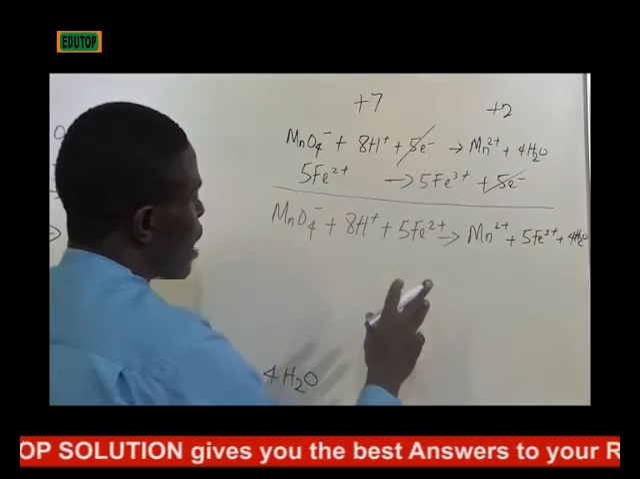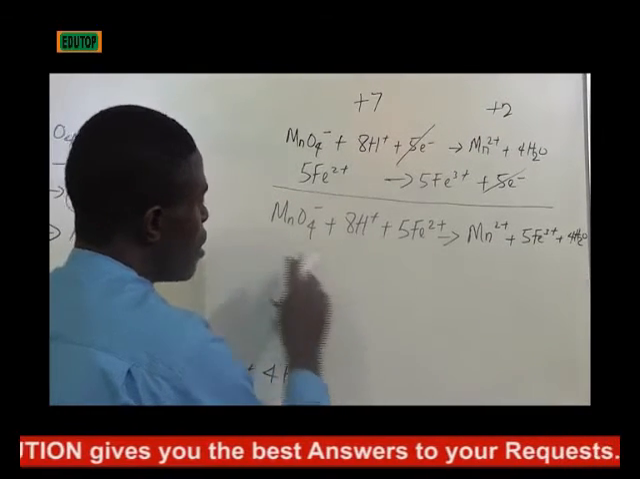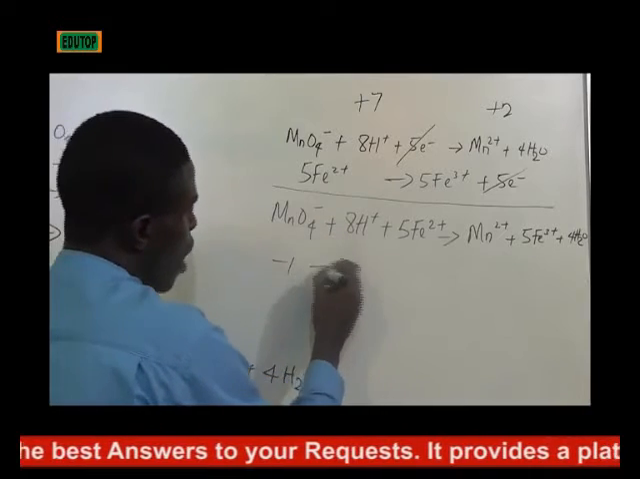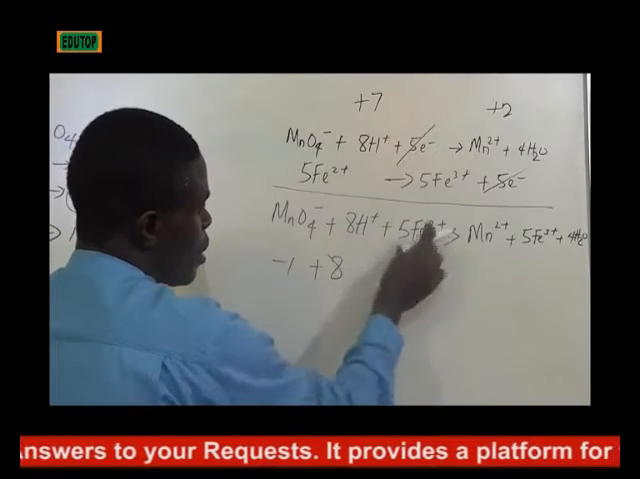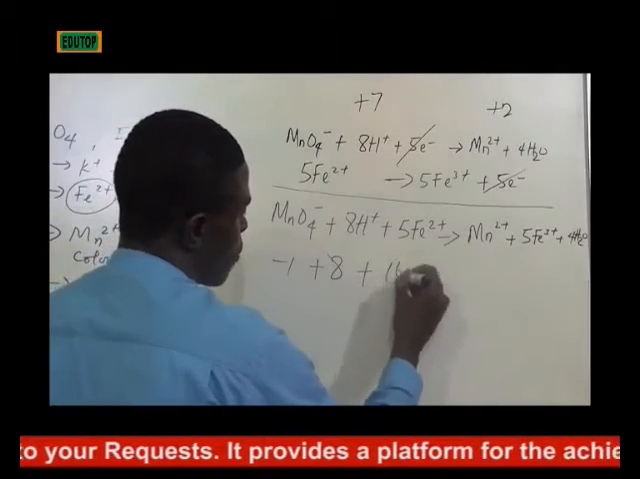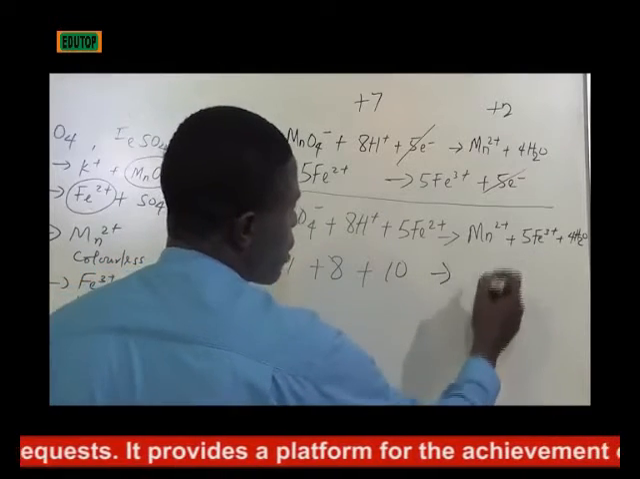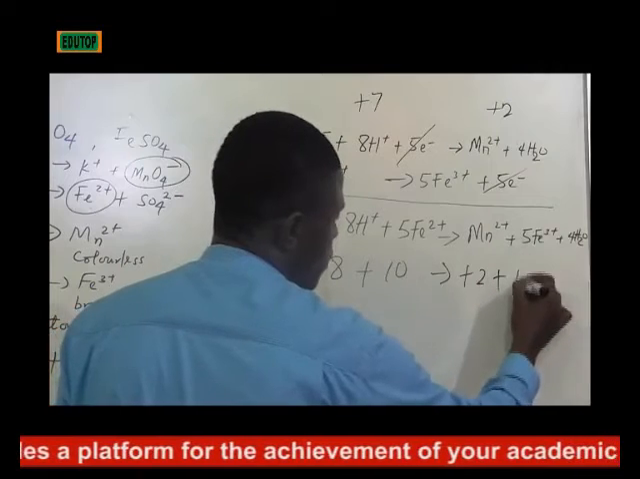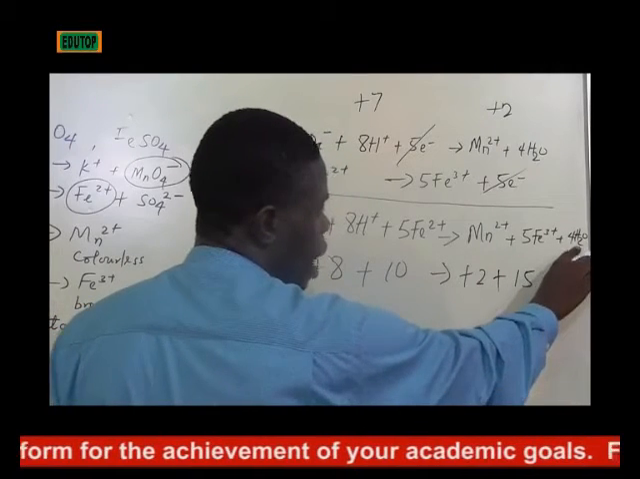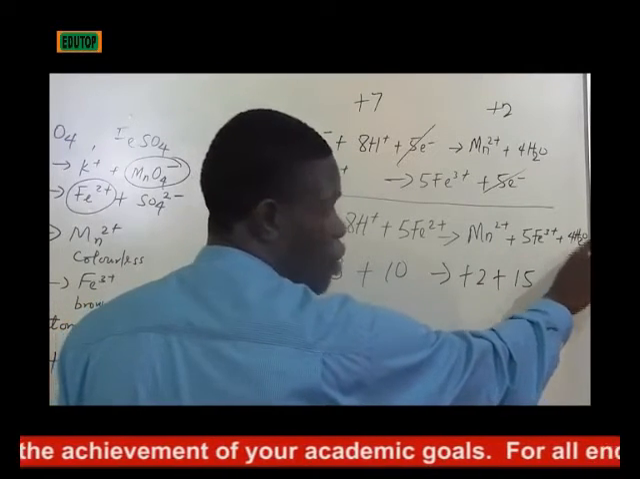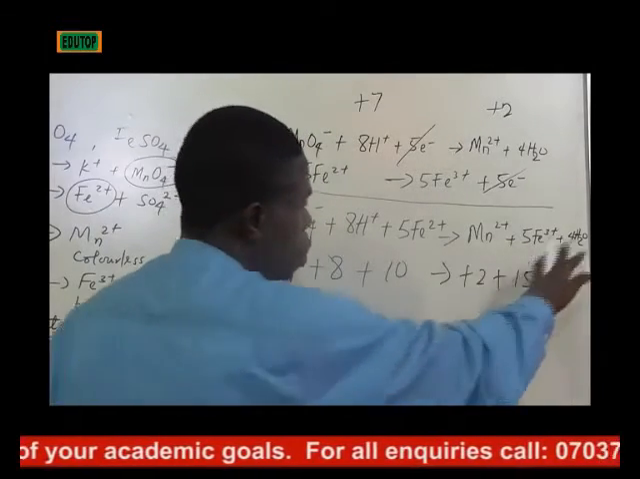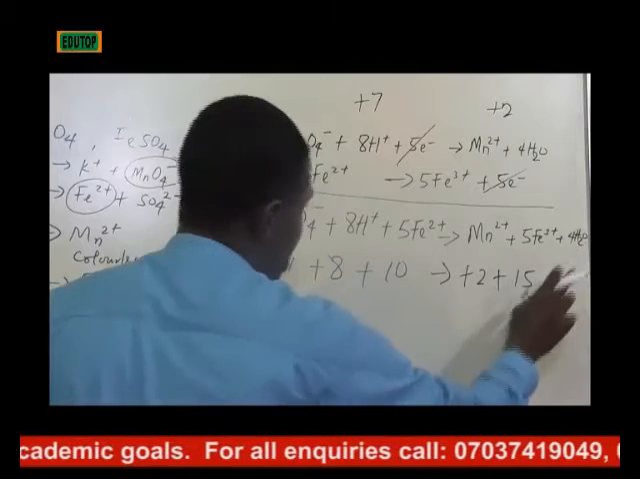So let's check it electrically. Here you have -1 for this molecule. This one you have +8, then you have +10 for this. On this side, +2 for this and +15 for this. This one is not carrying any charge because it is a compound. A compound has 0 charge, so that is why this one is not carrying any charge.